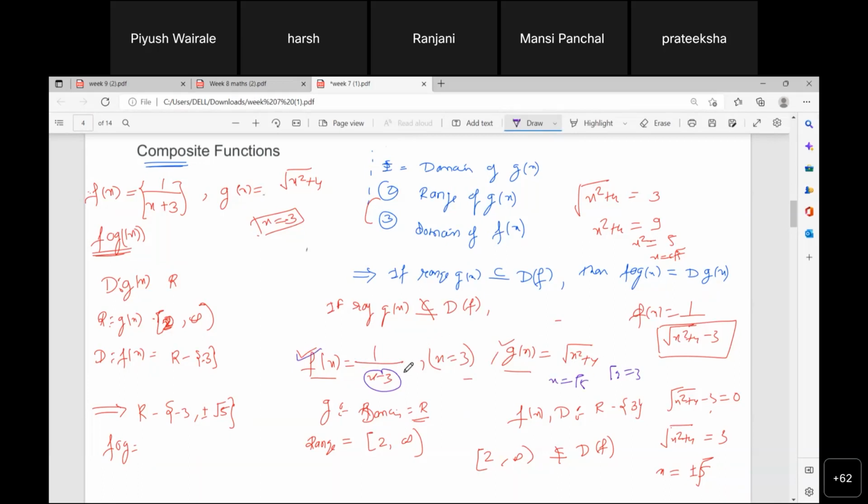But fog is different from f. Okay. So we can remove plus or minus root 5 only. Yeah, right. Because if we take this range as an input for this particular function f of x at x equal to root 5, we'll get 3, but it is not defined for this particular function. Yeah, right.